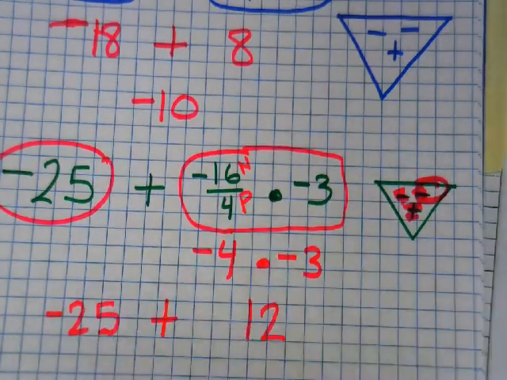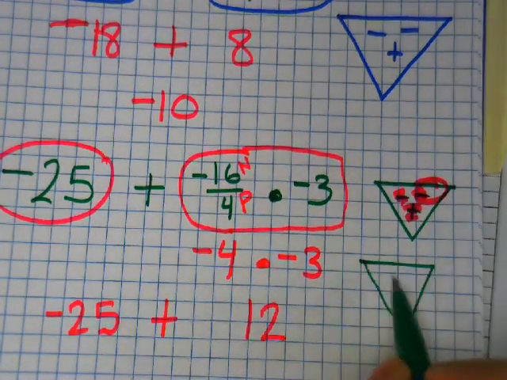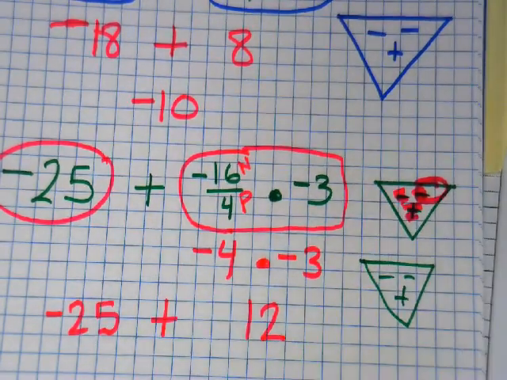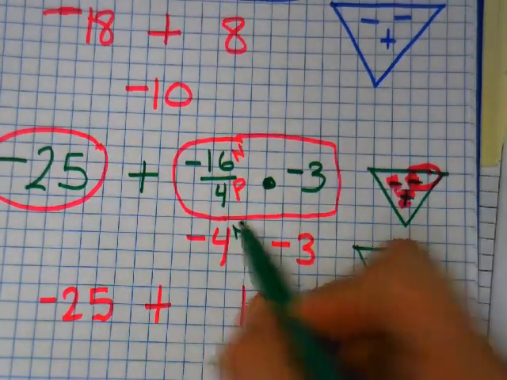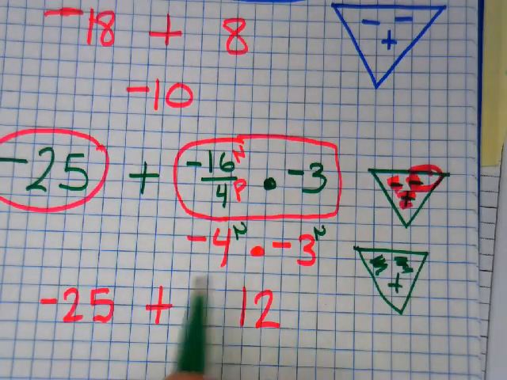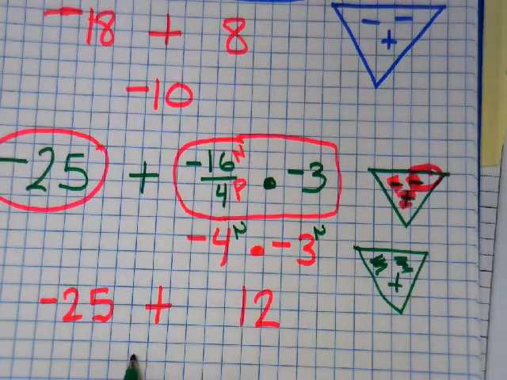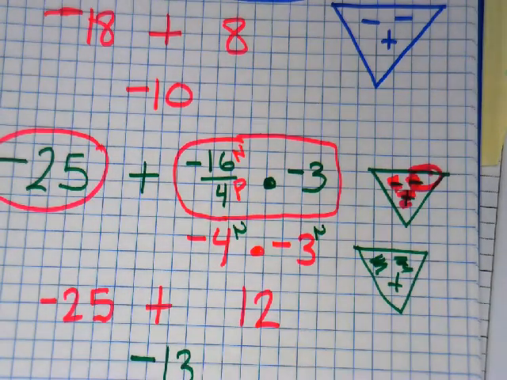You said negative? Dorito Man. You might have to use 2 Dorito Mans in one problem. This is a negative, this is a negative. So what is my answer? No, it's negative because there's more negatives. Negative 13.